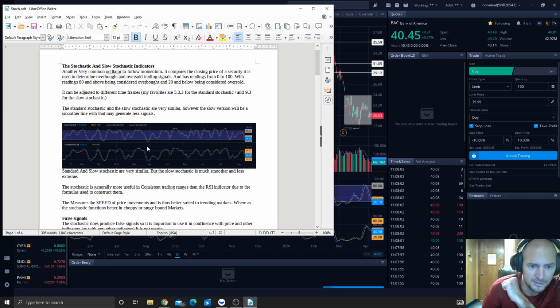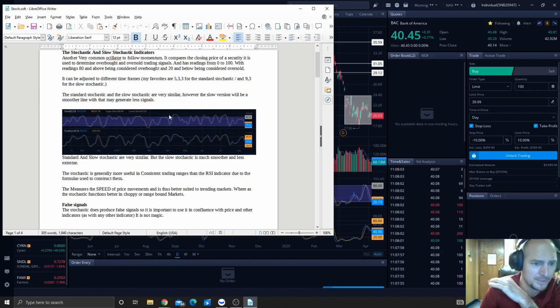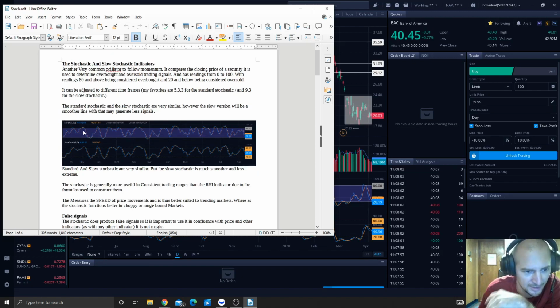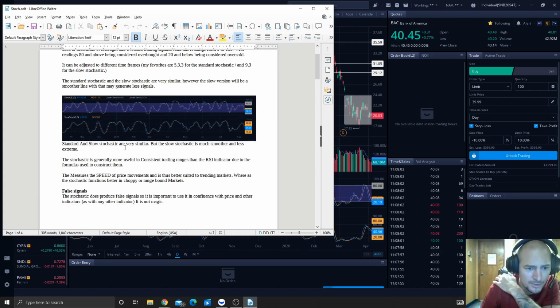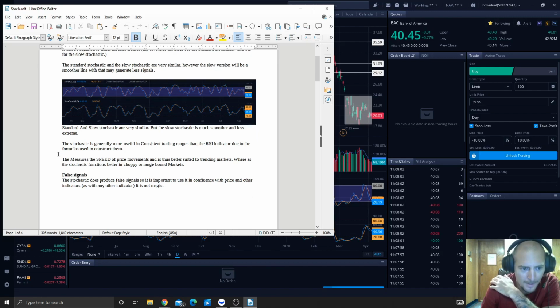The standard stochastic and the slow stochastic are very similar. However, the slow version will be a smoother line and generate fewer signals. I personally prefer the slow stochastic to the fast stochastic because you get fewer false signals. So the standard and slow stochastic, you can see in my little picture here, are pretty much almost identical, the 9-3 to the 5-3, but there are much smoother lines here for the slow version.